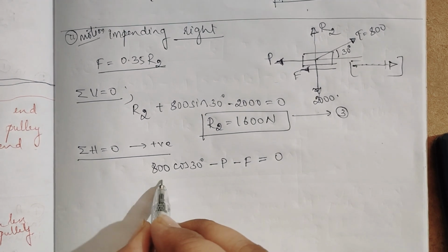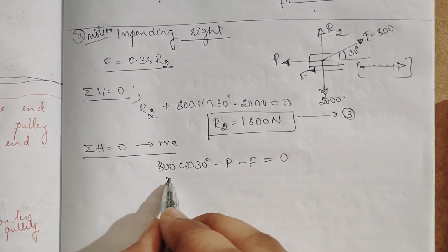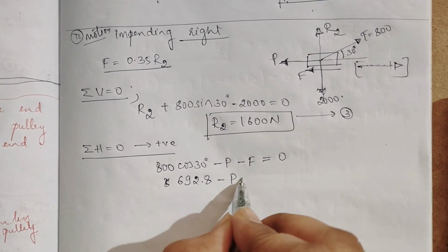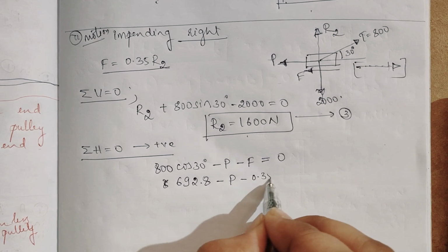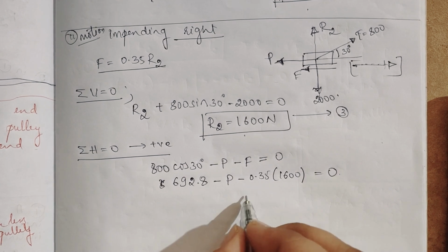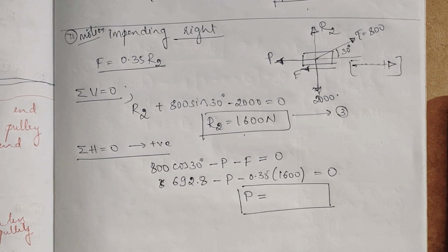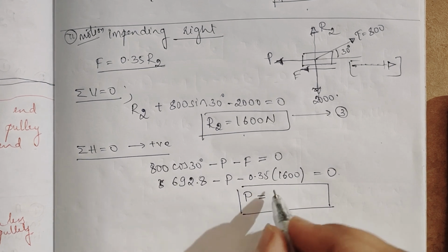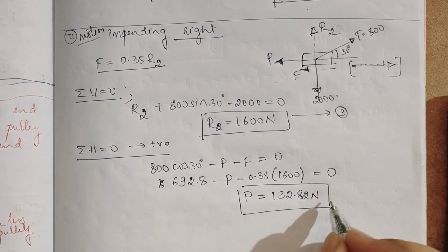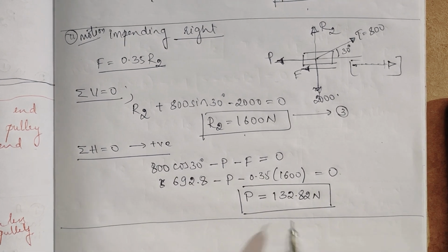Now 800 cos 30 will be 692.8, minus P minus 0.35 into 1600 Newton is equal to 0. Then the force P will be, let me calculate now, 132.82 Newton. So after calculation we get P is equal to 132.82 Newton.